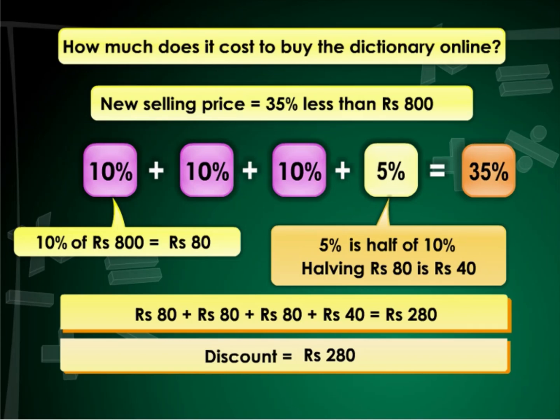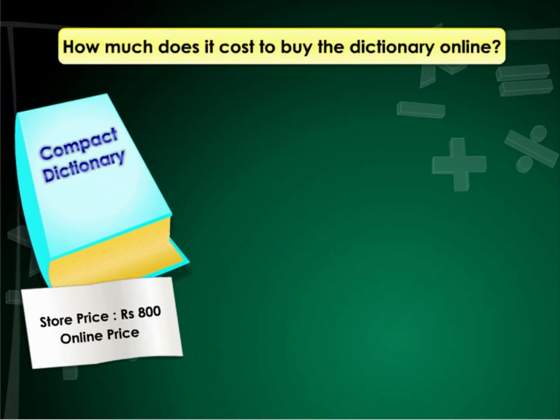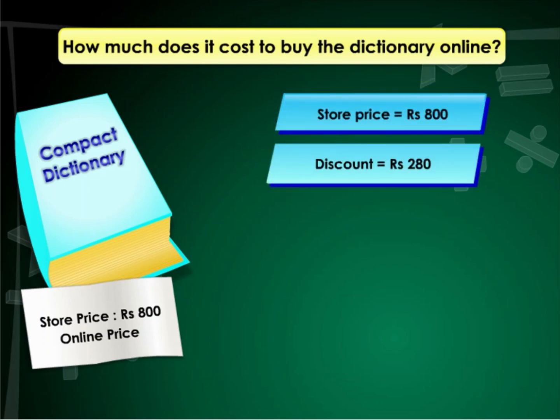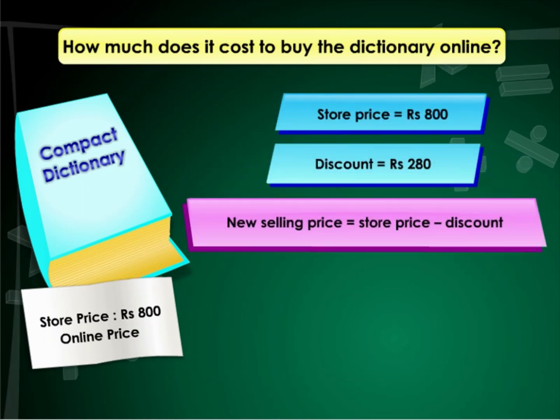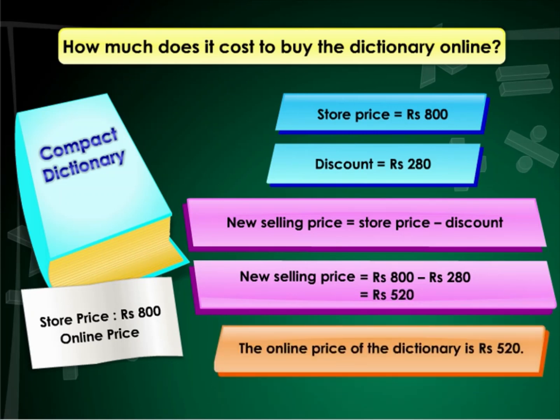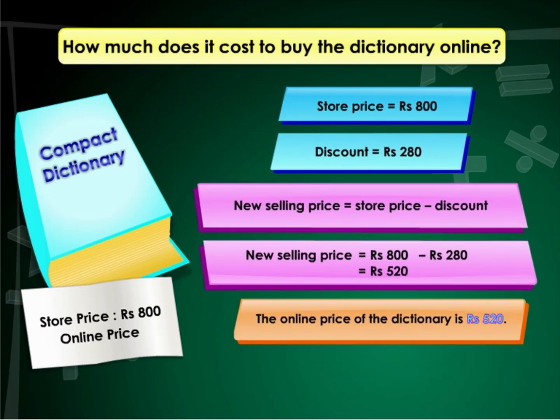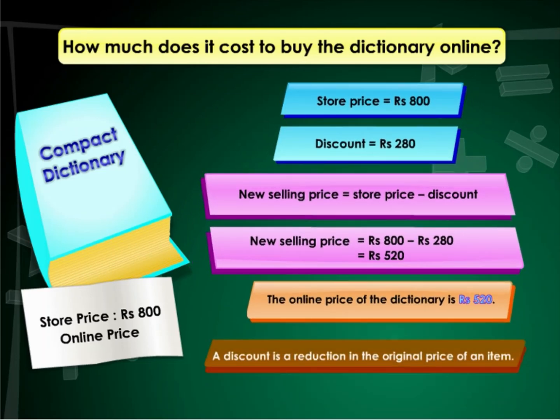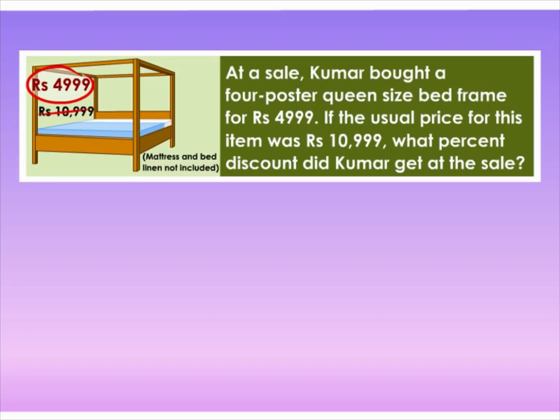What do we do next? Yes, we can subtract the discount from the original price to get the new selling price. Subtracting 280 rupees from 800 rupees gives us 520 rupees. So the online price of the dictionary is 520 rupees. We can say that a discount is a reduction in the original price of an item. Let us look at another problem.